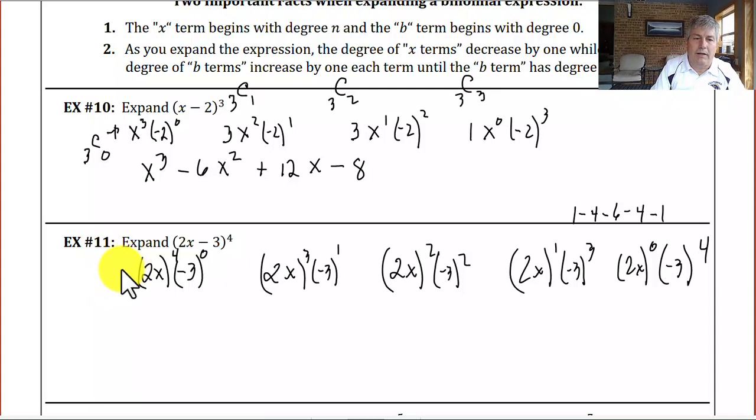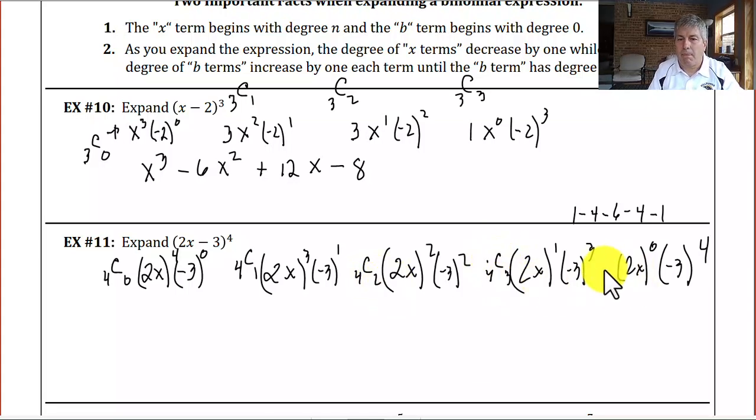Or we could look at this as the combination of 4 choose 0, the combination of 4 choose 1, combination of 4 choose 2, 4 choose 3, and 4 choose 4. I didn't do a very good job with that.